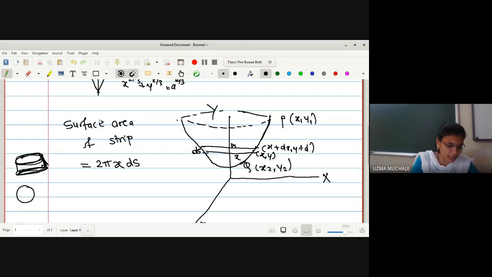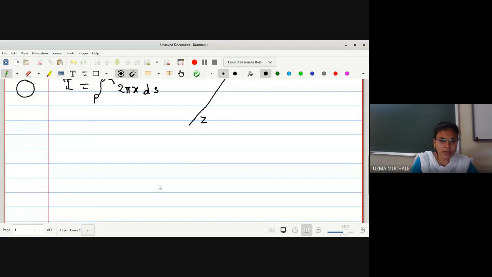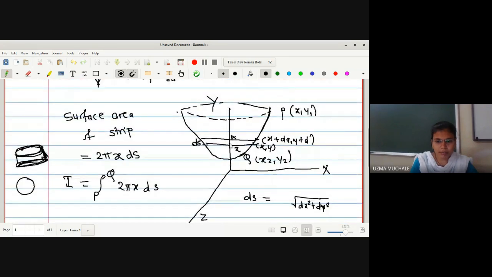Okay, the total area of surface of revolution. Now we will find out the total area from point say P to Q. So the total area of surface of revolution will be given by the integration I equals integration from P to Q of 2 pi x ds. Okay, what is the value of ds we have? ds is nothing but under root of dx square plus dy square, because whatever distance we have calculated is in the xy plane only, right? So ds is equal to under root of dx square plus dy square.